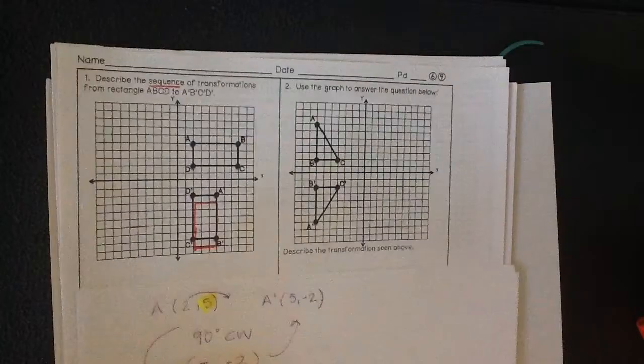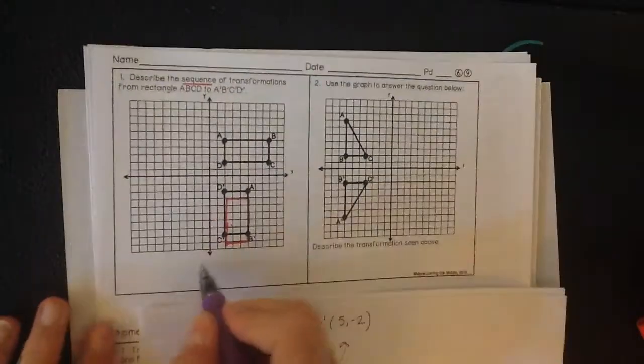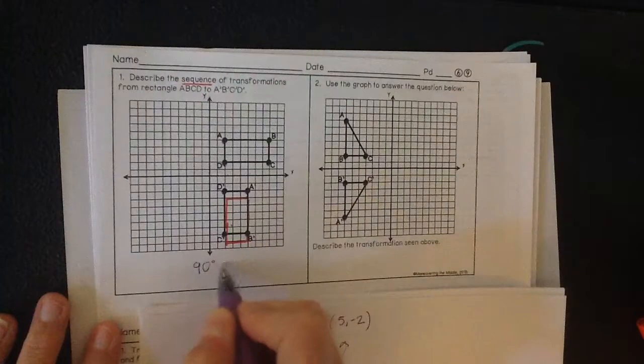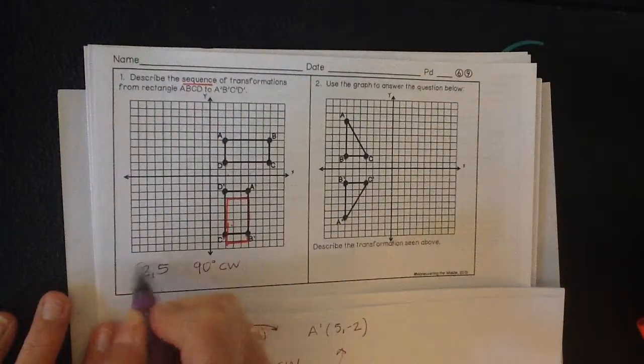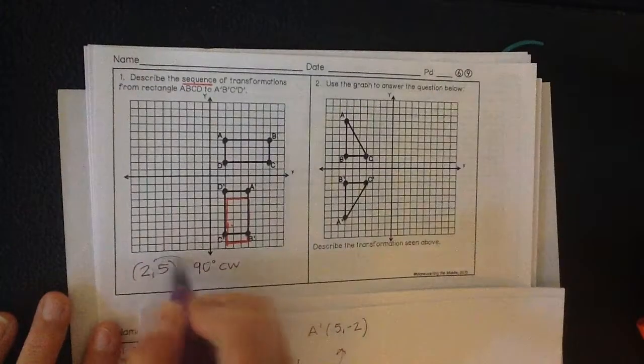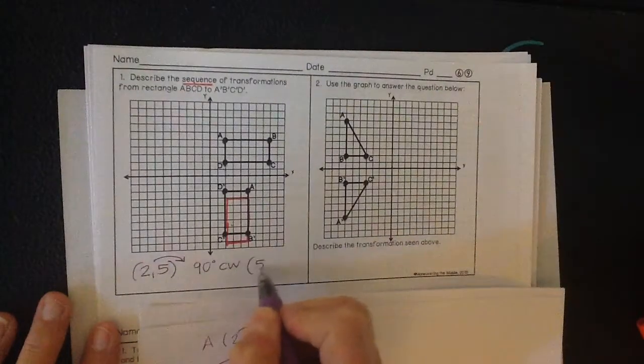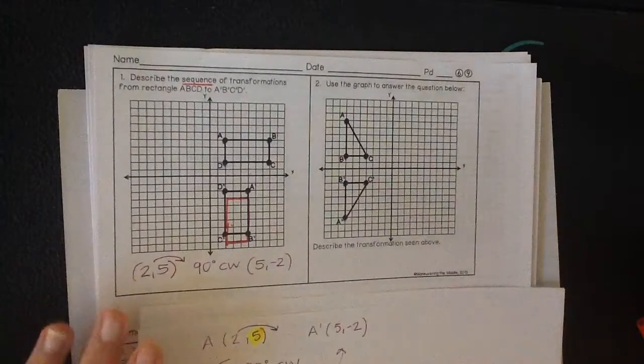Okay. Number 2. See if you can answer number 2 now that you've kind of got your brain. I'm going to go back and write this on here. 90-degree clockwise. And I'm going to write out the coordinates just so that I have a record of it on my own paper. Okay, so see if you can figure out number 2.